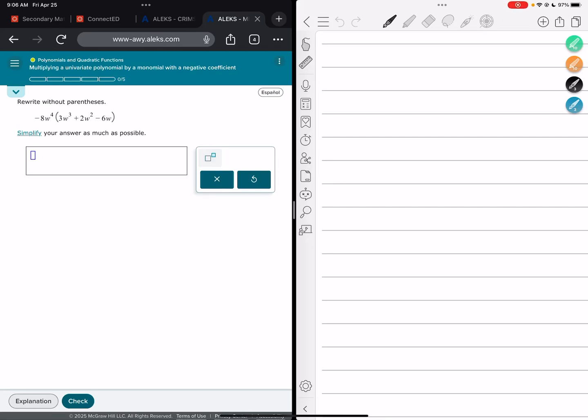Okay, so we want to go ahead and multiply this out and rewrite it without parentheses. So I have negative 8w to the fourth times 3w cubed plus 2w squared minus 6w. Okay, if I'm looking at this, I'm going to go negative 8 times 3, which is negative 24.